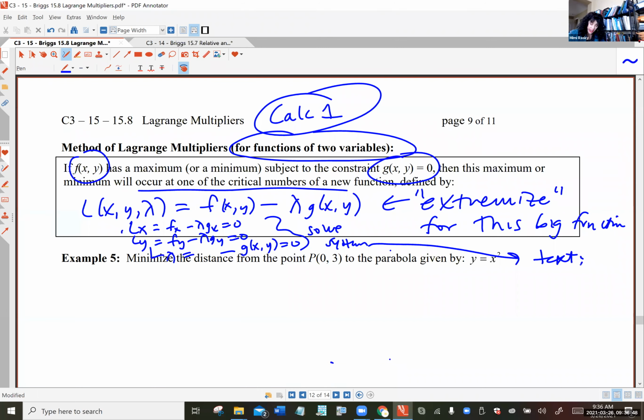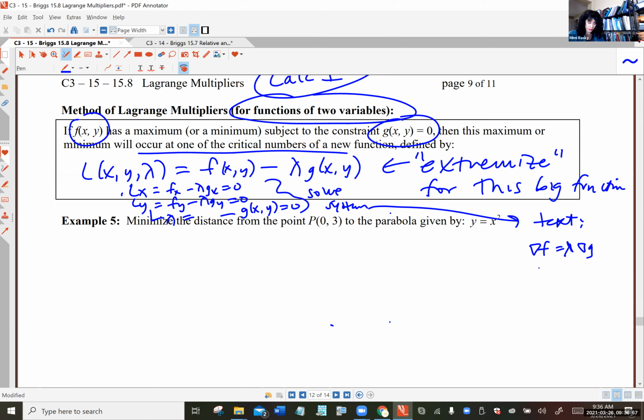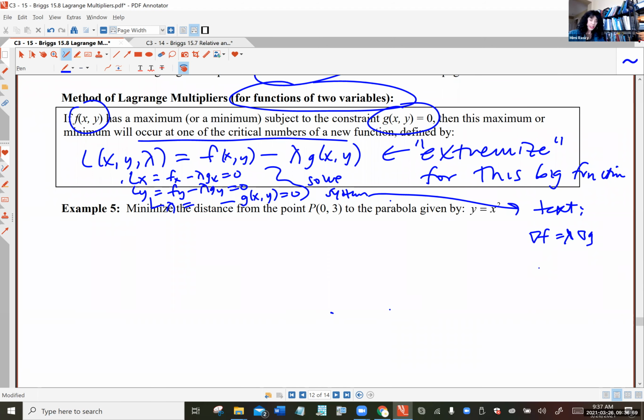You'll solve this system, and that's essentially the same as what the text says. The text says solve this basically where del f equals lambda times del g. And that's essentially what you're doing. Okay? So we're going to do another distance problem because those are classic Lagrange problems, like for reals.